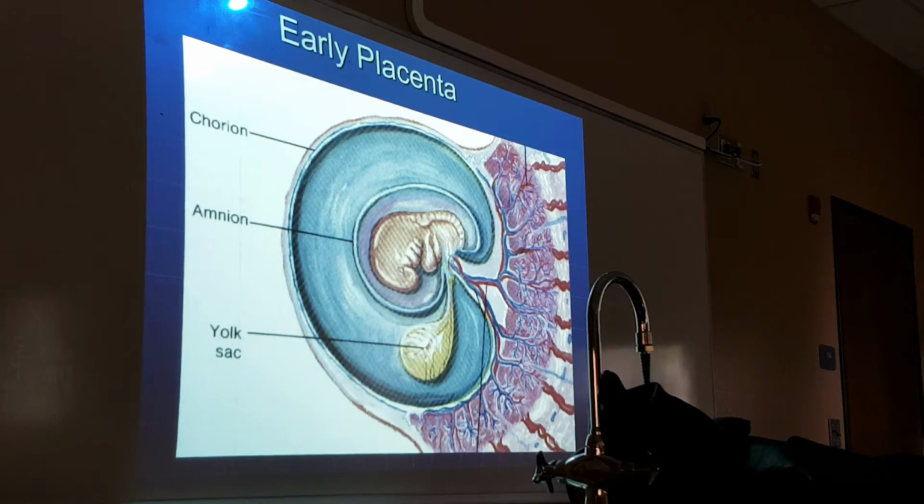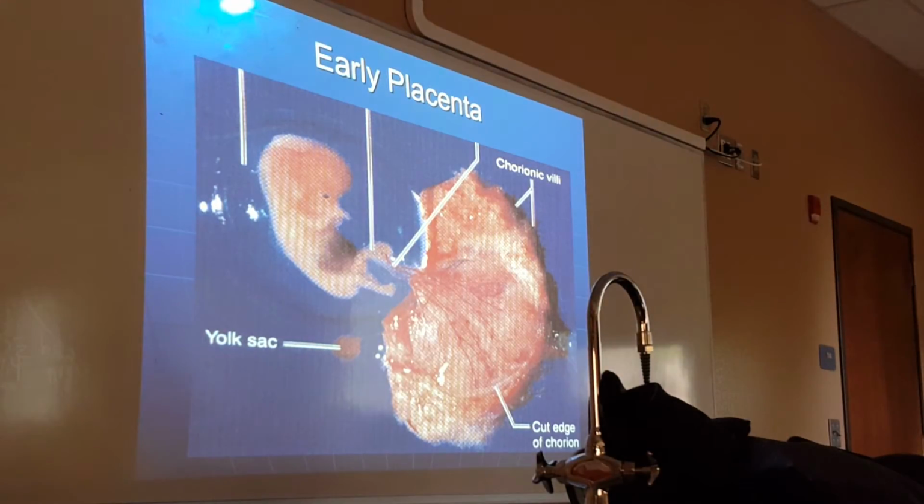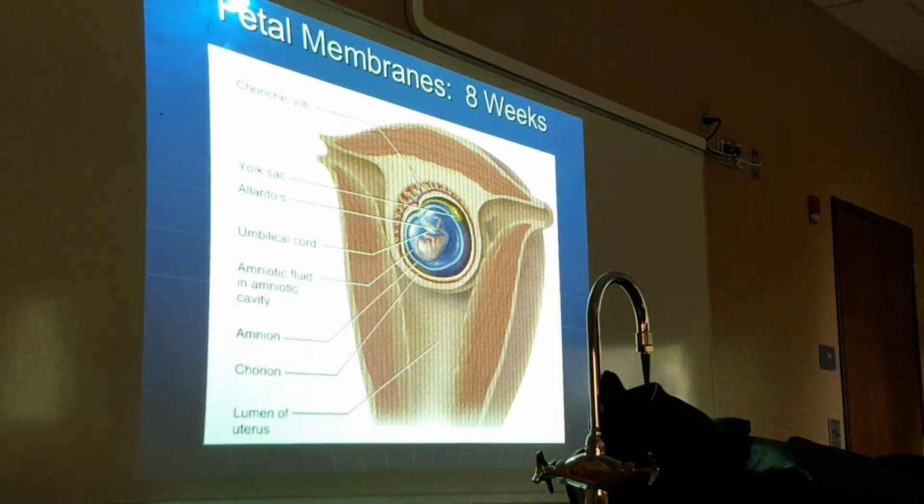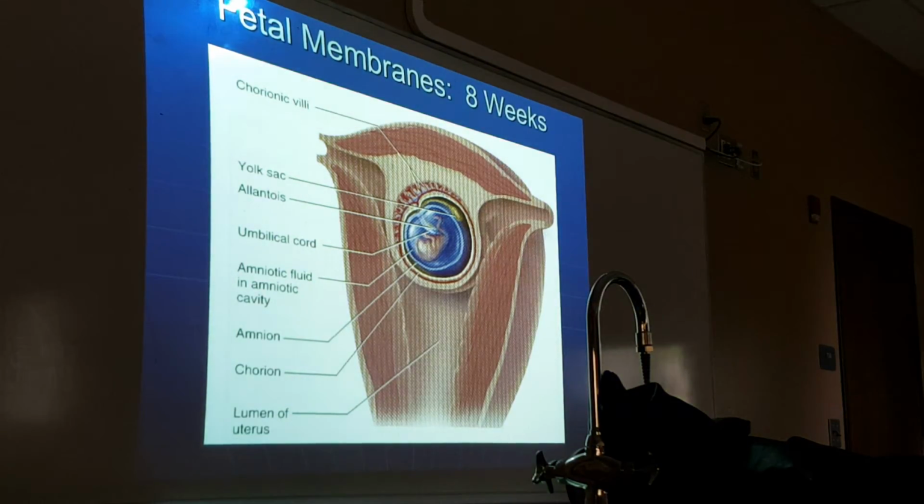Another picture, early placenta. Okay. Probably about the same time. Okay, this is probably 8-week. Okay, and here we have 8 week, and at 8 weeks, there's still no distension of the uterus. Okay. But the fundus of the uterus is starting to be completely occupied by the embryo.